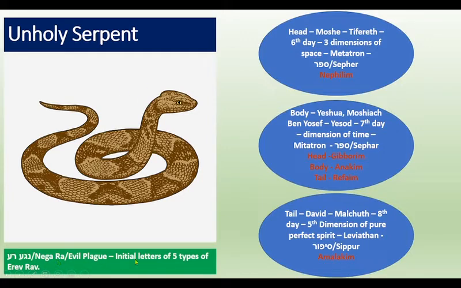Negara, evil plague, initial letters of the five types of Erev Rav. So the five types of Erev Rav are Nephilim, that's the head. Then there's the body. This is like a serpent within a serpent. I can't show you the gematria to pull that up, not today anyway, but when you're analysing the truth shall set you free, it comes up there. So the head, there's five aspects of the Erev Rav. That's represented by the head, the Nephilim, the giants. Oh, sorry, they're giants, but it means the fallen ones.